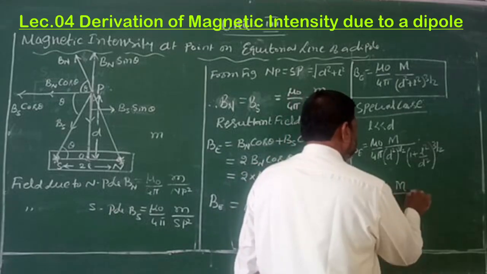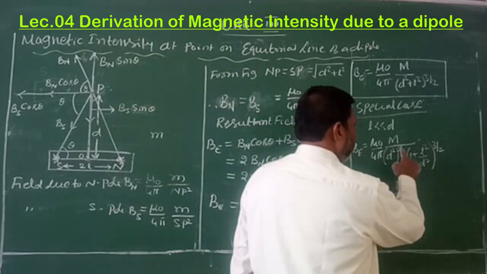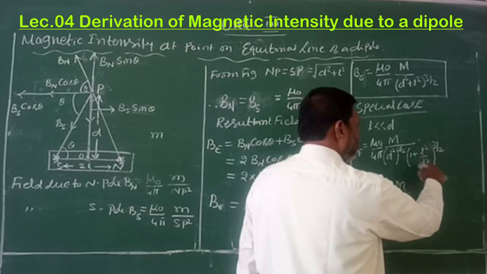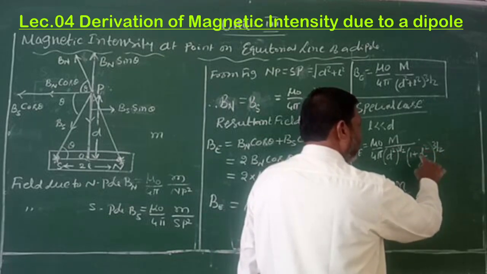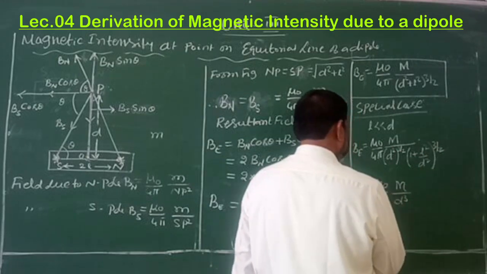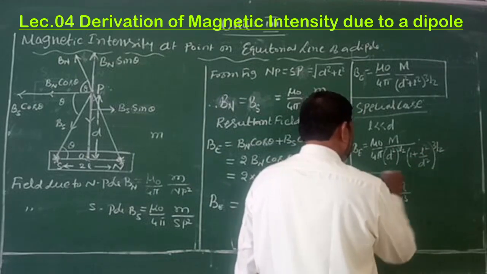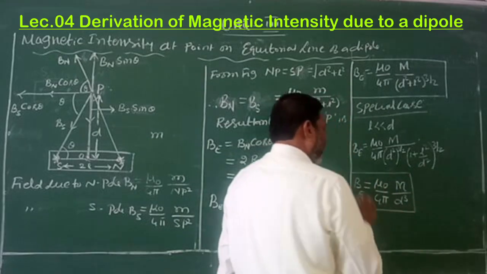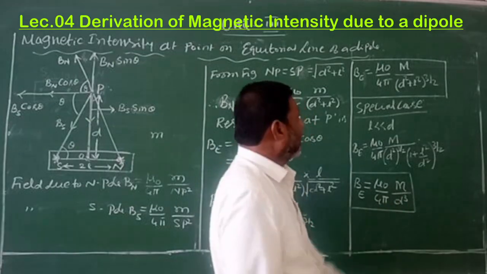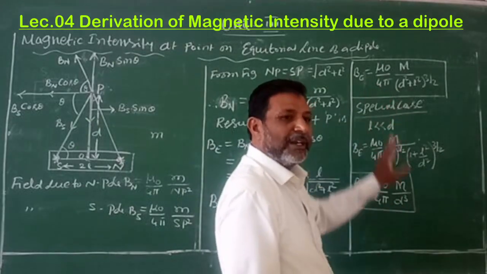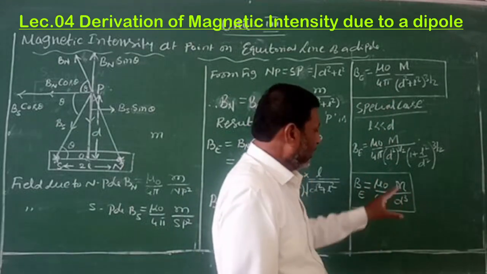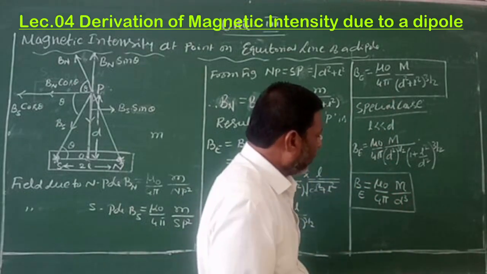Now this will reduce to mu naught divided by 4 pi, M I will take as it is, divided by, then when you apply this power, 2 will get cancelled, you will get D cube, and this is approximately 0, leave it. Then 1 you are left with, 1 raised to 3 by 2 is 1, therefore 1 into this you will get this one. Therefore, this is the formula of the magnetic intensity at any point on the equatorial line of a short magnet, isn't it? This is the general formula, and this is for a short magnet. Here, this is the formula you get.